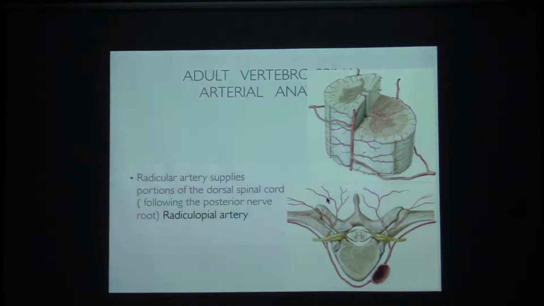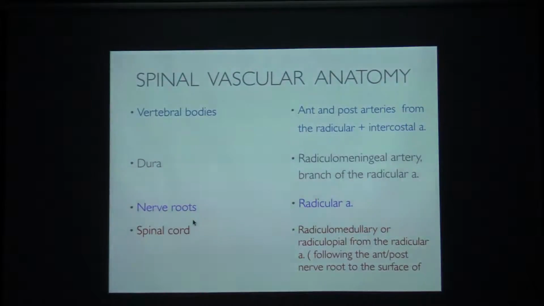And we know that we have posterior spinal arteries. So if the radicular artery goes along the posterior nerve root to the posterior spinal arteries, for some reason it's called radiculo-pial artery. So we have radicular medullary arteries to the anterior spinal artery, and we have radiculo-pial arteries that go into the posterior spinal arteries. And we have them only at certain levels that we can't really predict. We usually know where they are, but it's not a rule.